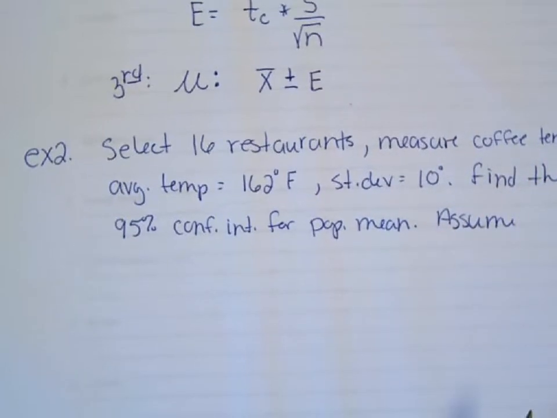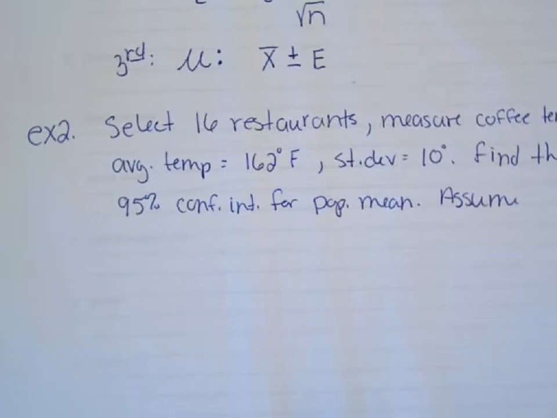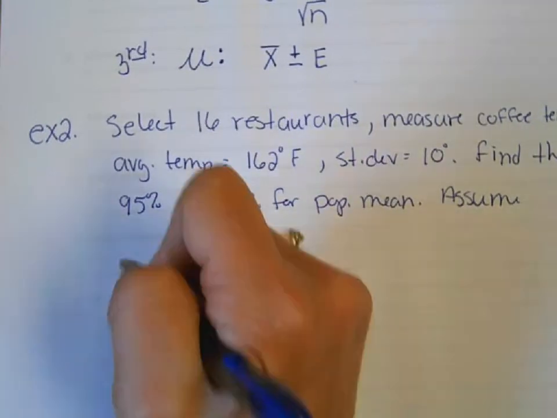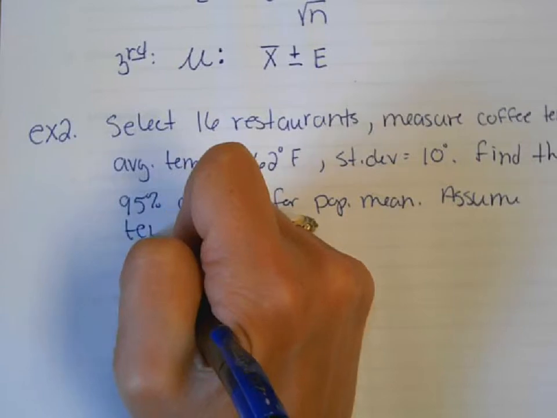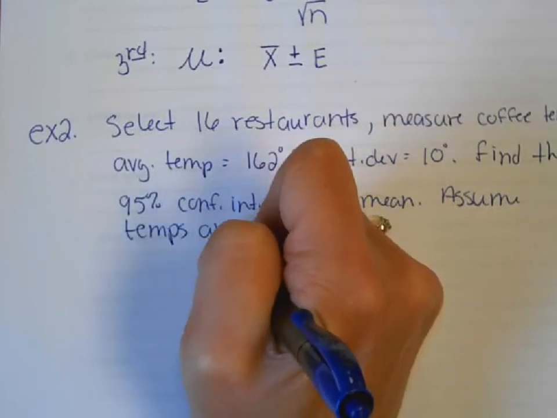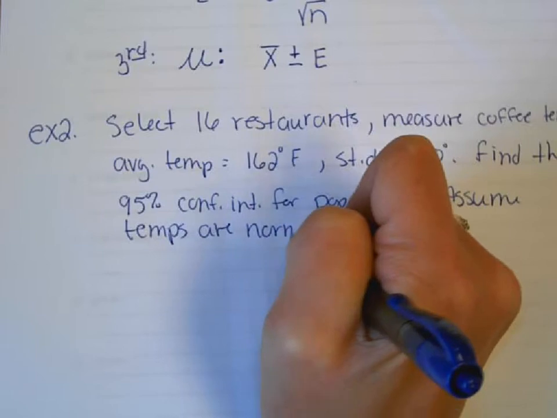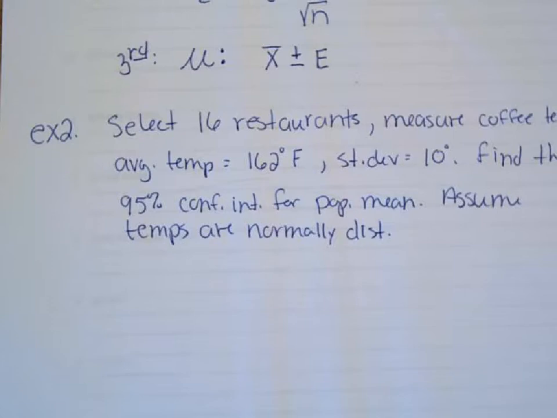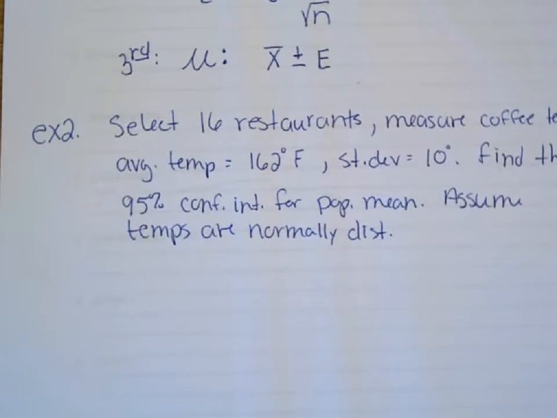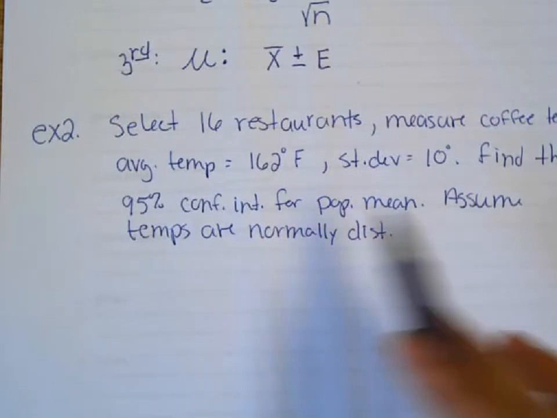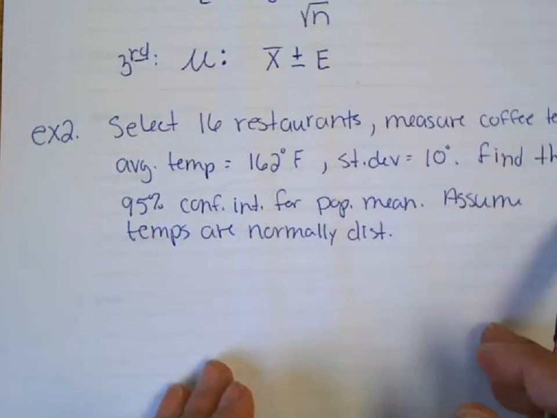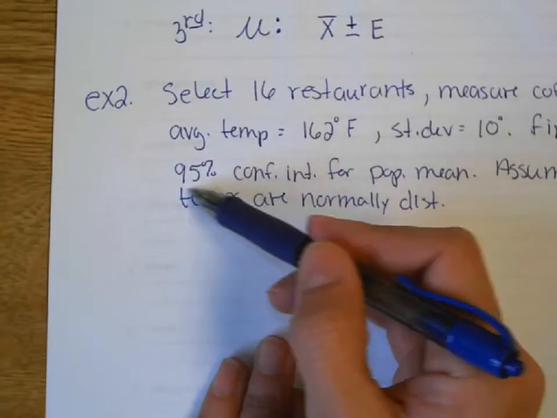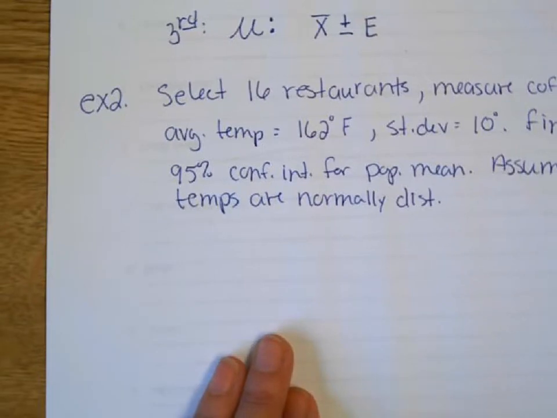Okay, find the 95% confidence interval for the population mean. We're going to assume temps are normally distributed. I always get confused on when you say confidence interval or confidence level. There's both. Confidence interval, the interval where I put the parentheses from here to here, that's my answer. Confidence level is this 95%. So both terms are in play.